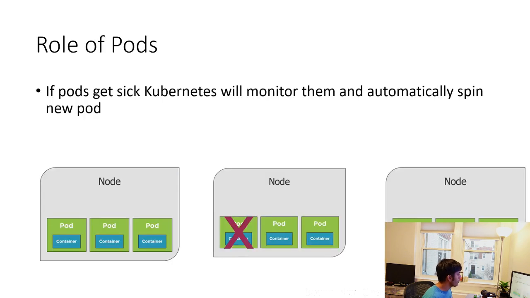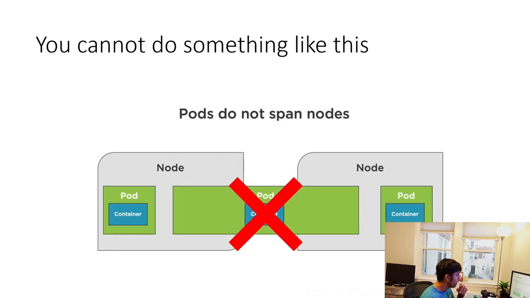So we did the dashboard. Now let's talk about the role of pods, right? If a pod gets sick, Kubernetes will monitor them and automatically spin up a new pod. As I said, pods have containers, right? So if any one gets sick, Kubernetes is constantly monitoring it and it's going to spin up a new one. That all happens with the replicas and stuff, which we will see in the upcoming sections. So don't worry about that.